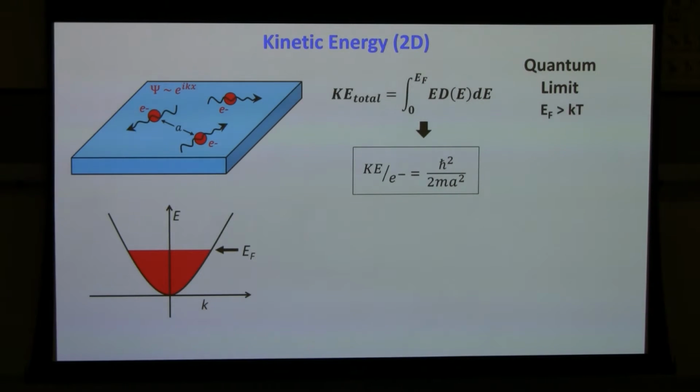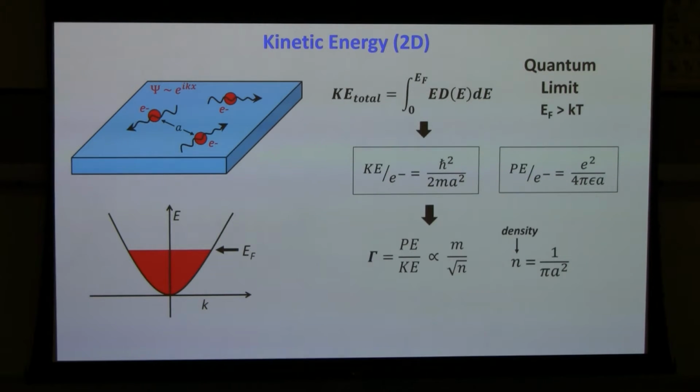And so if we take that expression and combine it with this expression for the potential energy, you can very quickly calculate this ratio of the potential energy to the kinetic energy, and you can see that it's proportional to the mass of the electron divided by the square root of the density of electrons. So what that means is that if you want to create a Wigner crystal, you want electrons that have big mass, and you also want it to be dilute. You want that density to be small so that that ratio gets big.